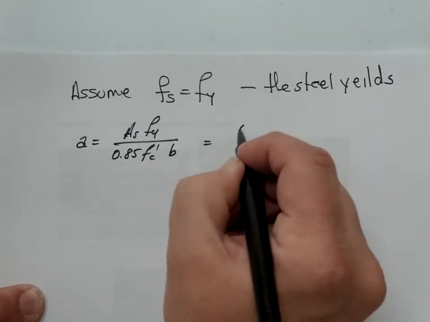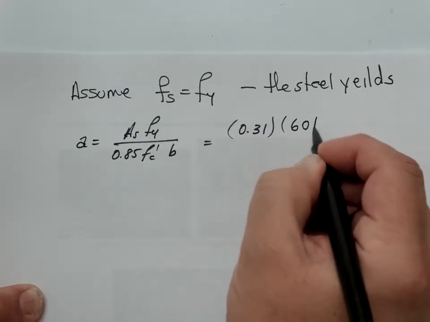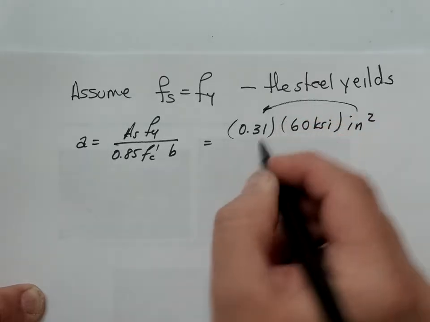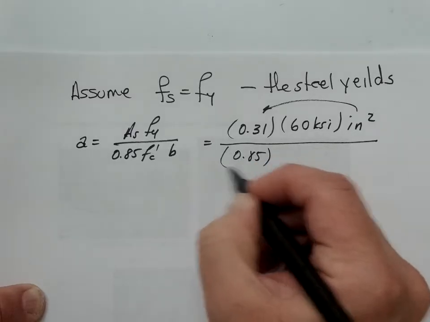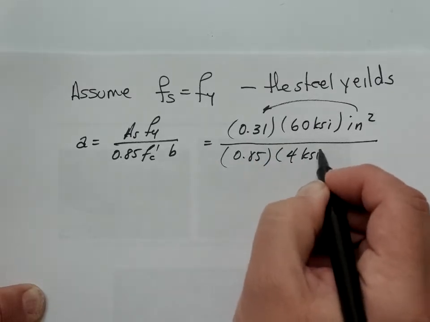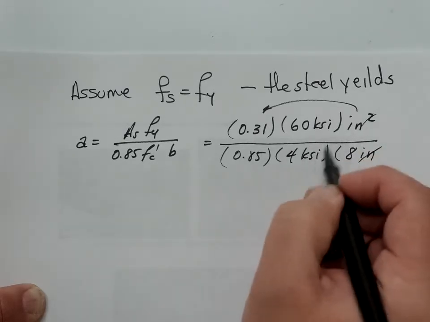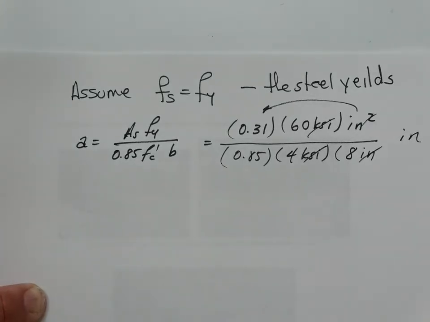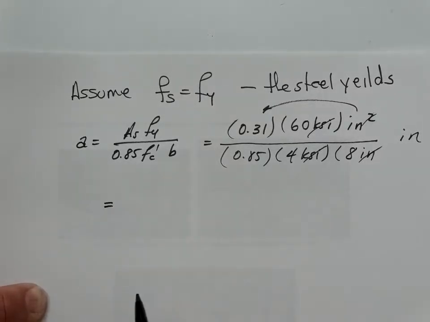Which is equal to 0.31 multiplied by 60 kips per square inch. 0.31 is in inches squared. Divided by 0.85 multiplied by 4 kips per square inch multiplied by 8 inches. It's going to give me a result in inches. Always check your units until you're sure. So what does this come out to be?